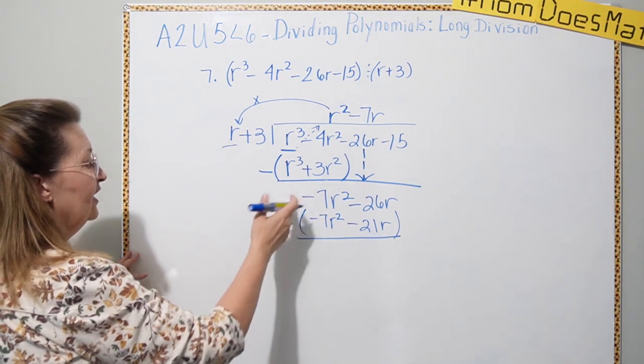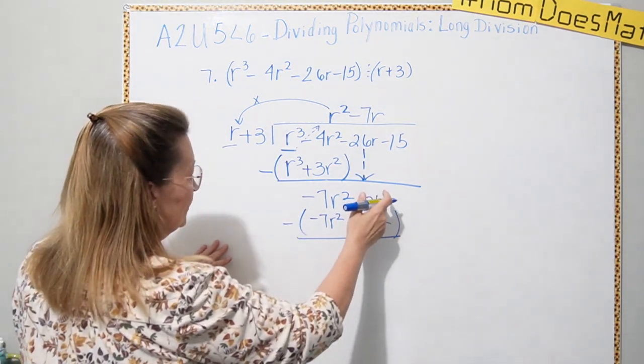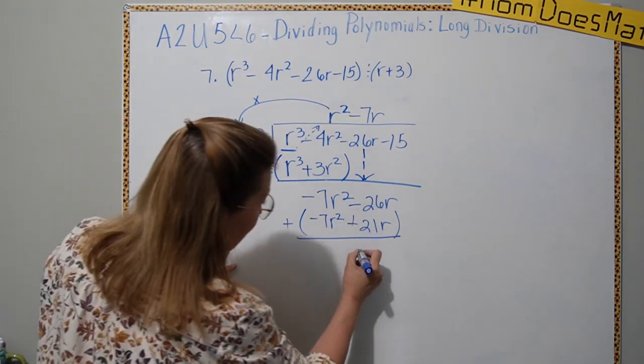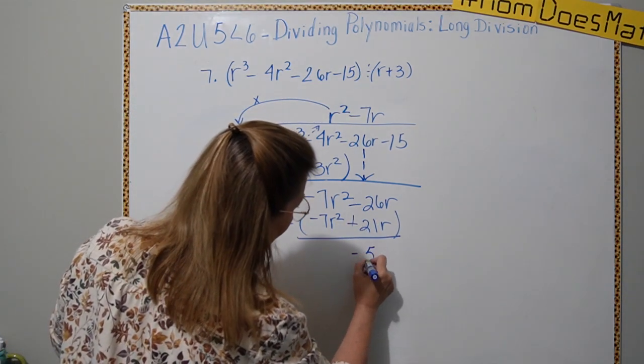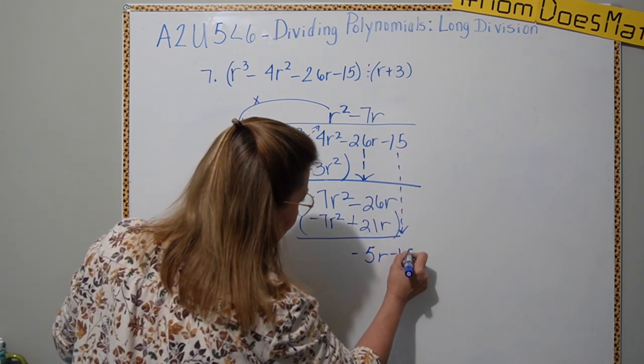All right, negative 7 minus negative 7 is 0. Negative 26 minus negative 21, that changes to plus a positive. So we have negative 5r, and I'm going to bring the minus 15 down.